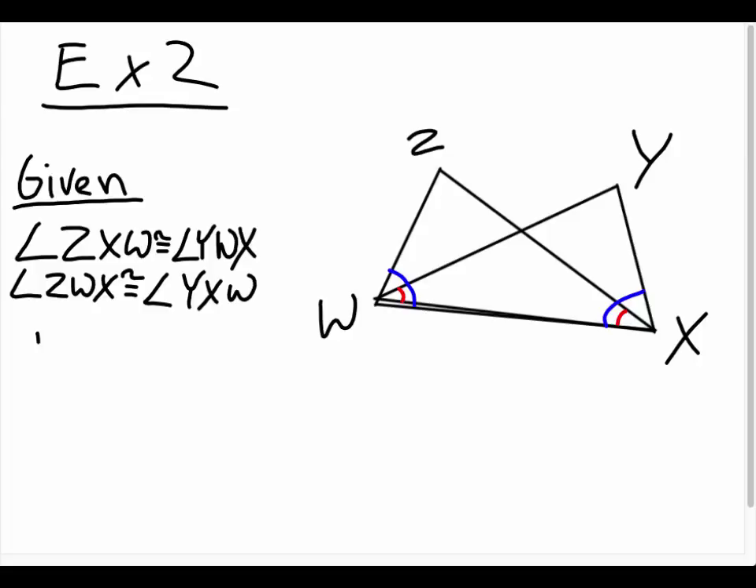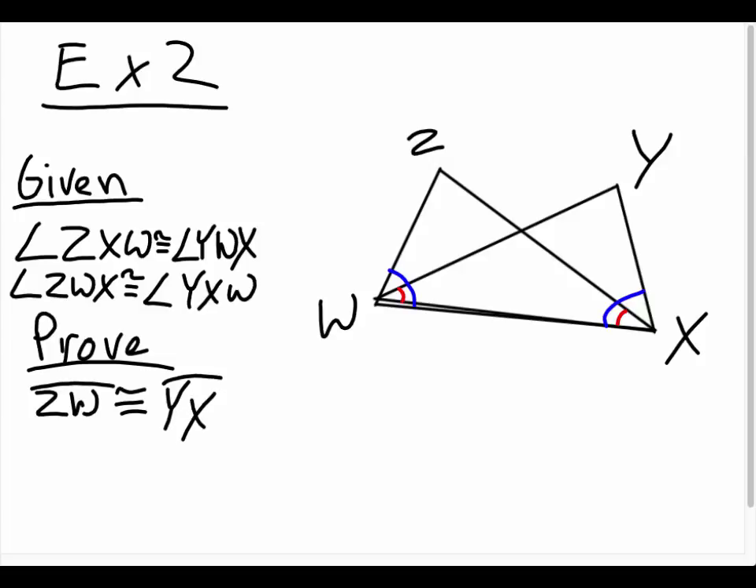What they want us to prove is that ZW is congruent to YX. So ZW is congruent to YX. All right, so let's think about that. Basically what they want us to do is prove that ZW is congruent to YX, based on the fact that those angles are both the same.